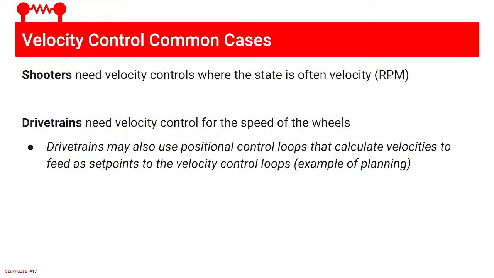So the position, you can use a positional control loop that calculates a velocity. That could be, for example, how fast you want the drivetrain to turn. And this could be turning towards a goal, the hub in this past game, and it can feed that velocity to the velocity control loops that are controlling the wheels. So that would be an example of planning. It's just a really common case of it, so I thought I'd bring it up.